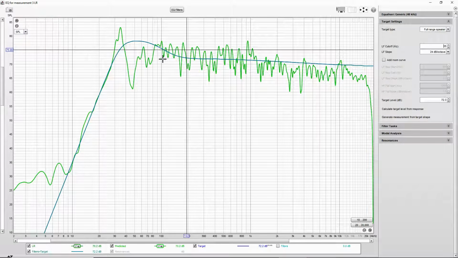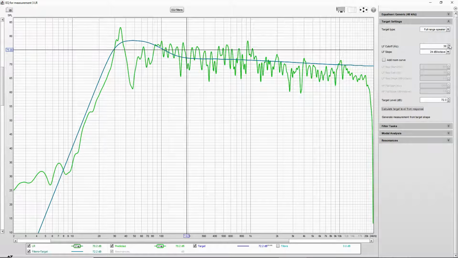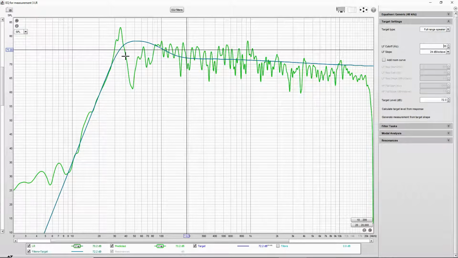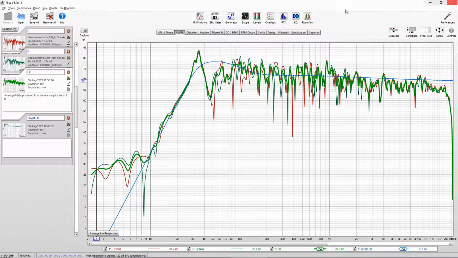of my speaker. Every speaker responds to the house curve. And you cannot change the calculated level by changing this. So this is only to find the actual shape that you will need to invert the response over soon. Now this is interesting. We generate measurement from target shape. Click that, and that's all we'll do in EQ. Nothing else. Done with EQ forever.